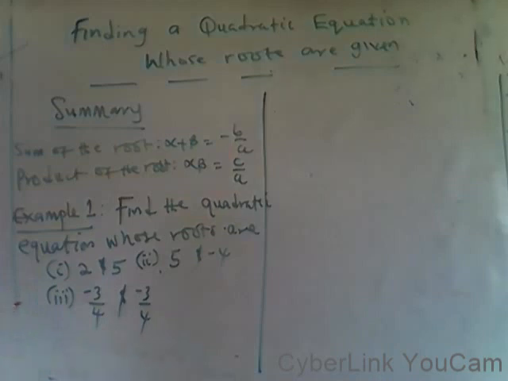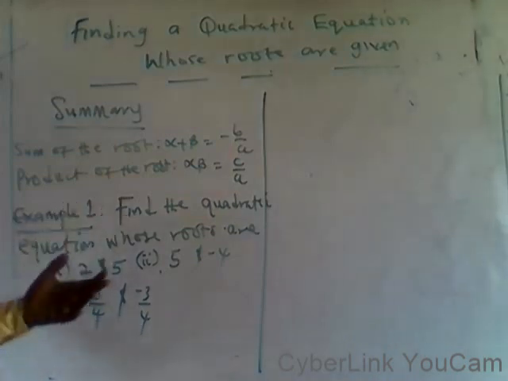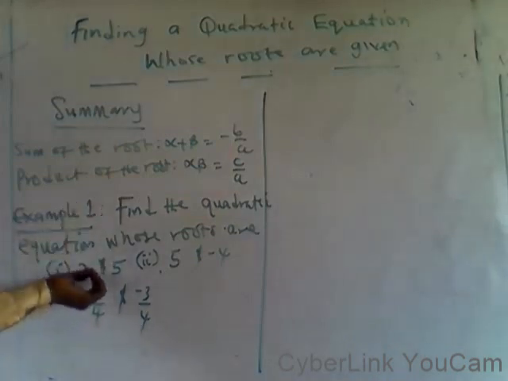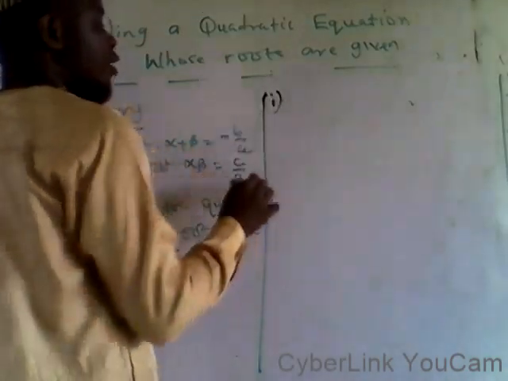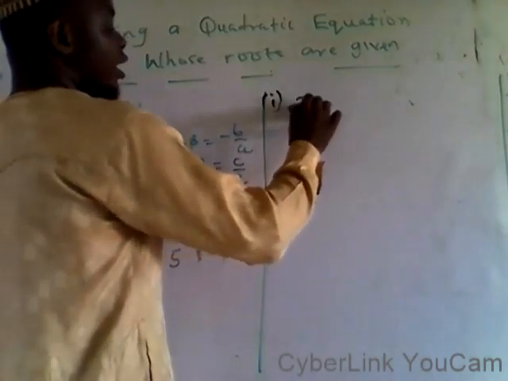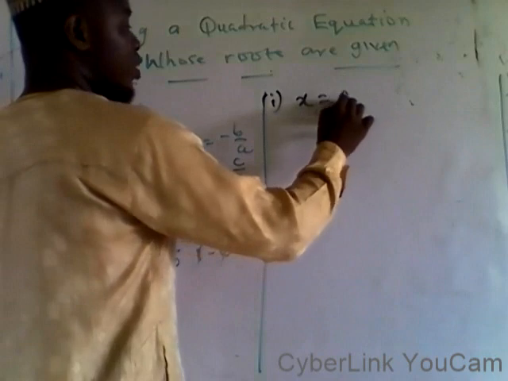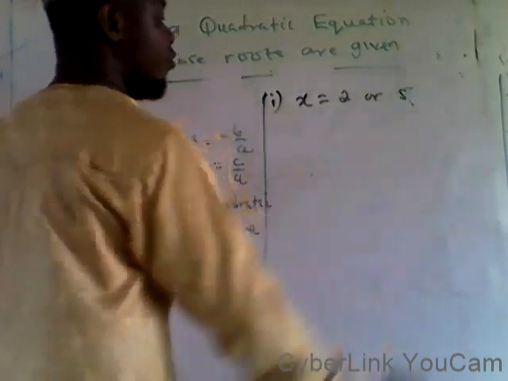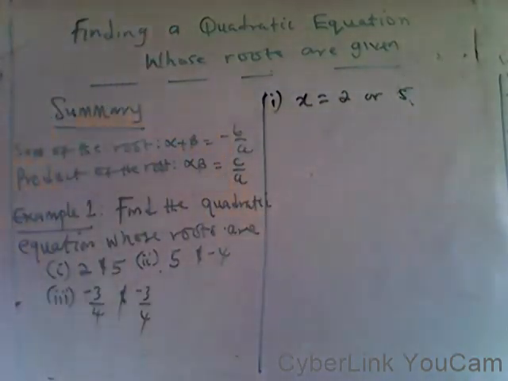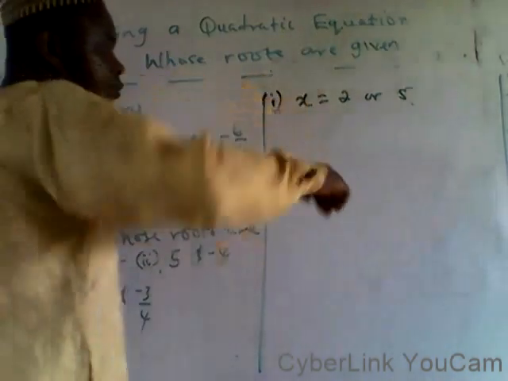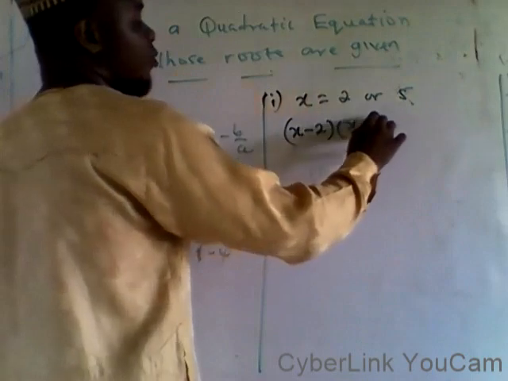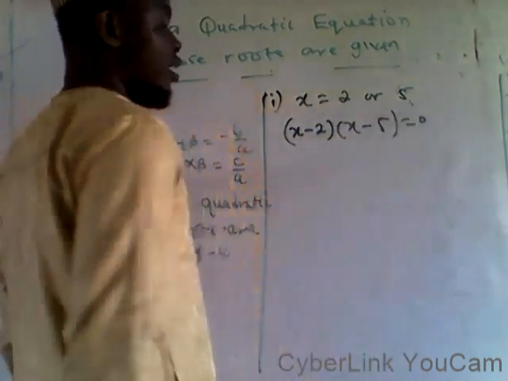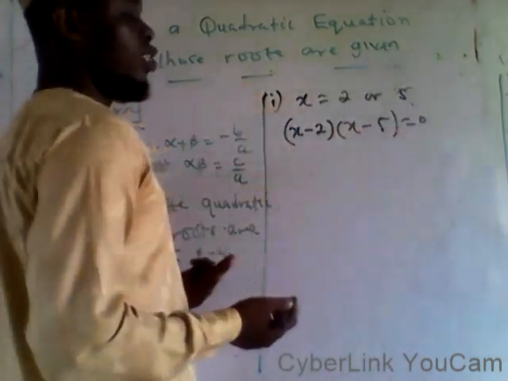Now look at example 1. Here we find the quadratic equation whose roots are given like this. When you have something like this, you can do it in two ways. The first method: our x is 2 or 5. So you can bring it back: x minus 2 and x minus 5 equals 0. From here you can get your equation.